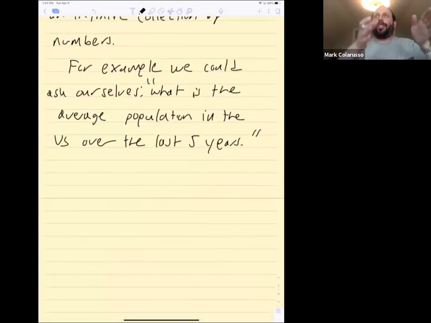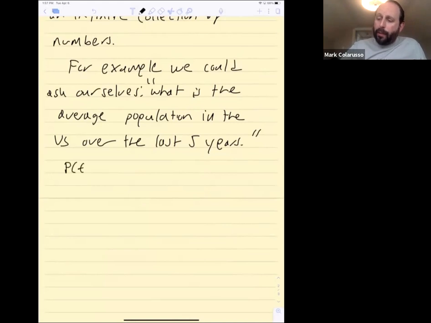I mean, population isn't just given by a discrete set of points. The population might be one thing in January, another thing in February, one thing today, one thing tomorrow. So it's changing continuously. It's not just snapshots at the end of each year. That doesn't give you a good approximation of how the actual population is evolving, right?